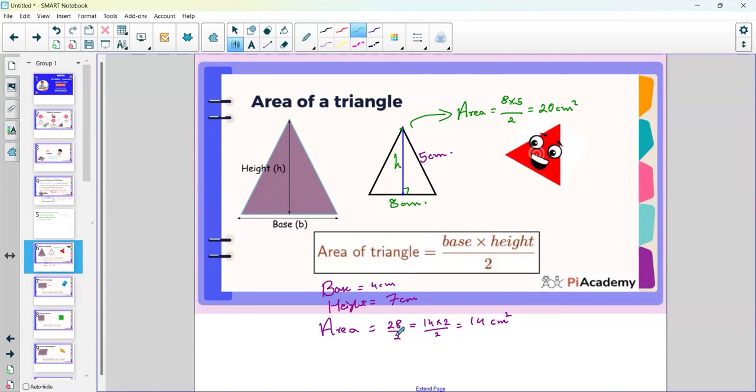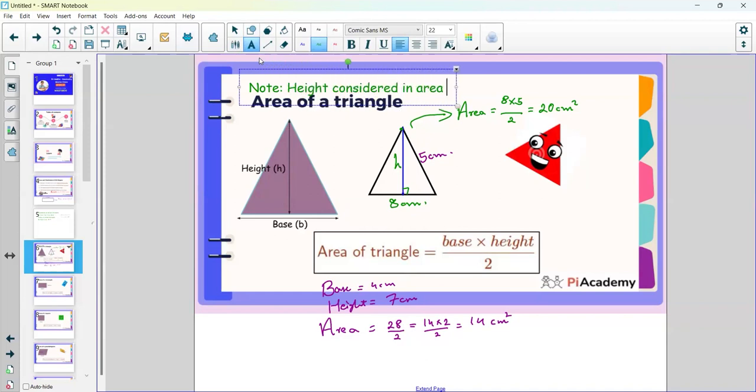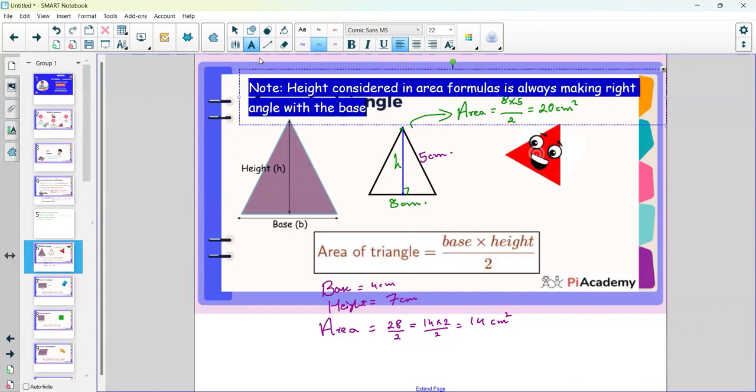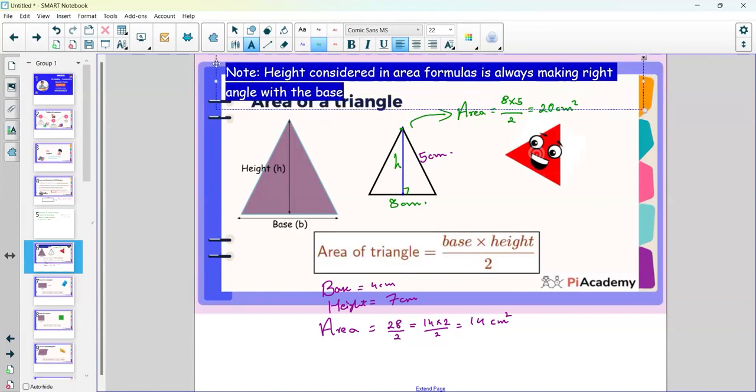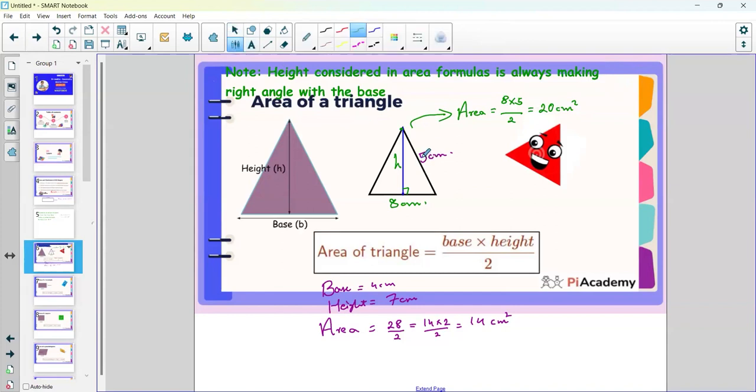Not only for this triangle, but for any formula involving height, height is always the perpendicular distance making a right angle with the base. So the height considered in the area formulas always makes a right angle with the base. Always remember. So for this example, since the height is not 5 centimeters, this would be incorrect. We need to know the height of the triangle in order to figure out the area. So for this triangle, sadly, we can't determine the area without knowing the height of the triangle.